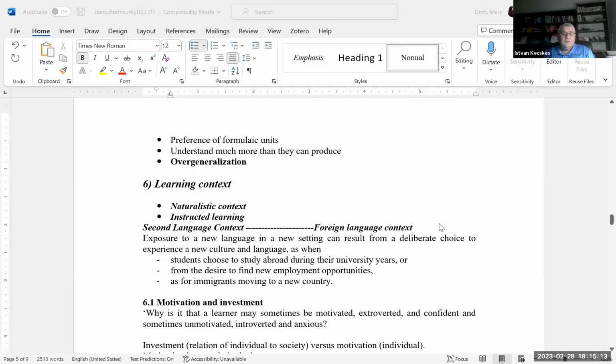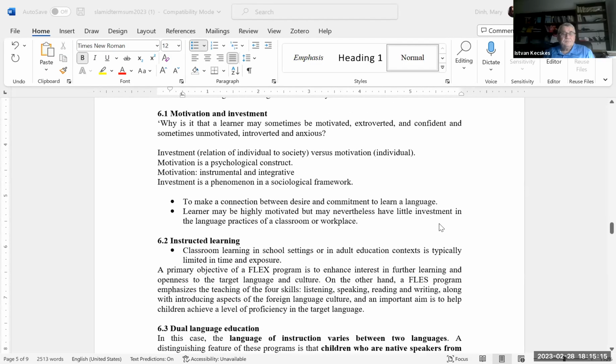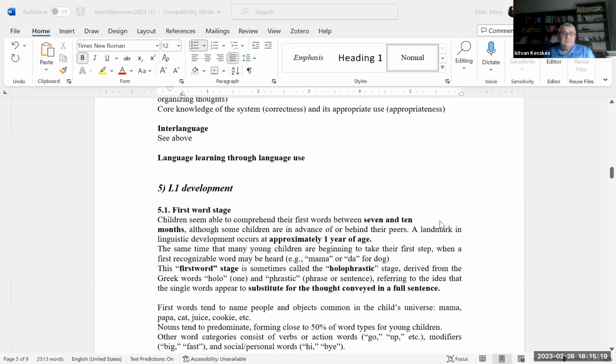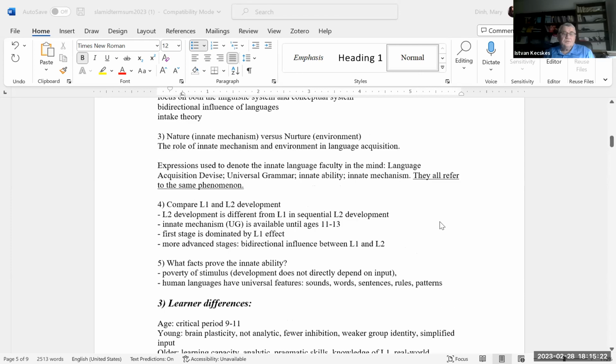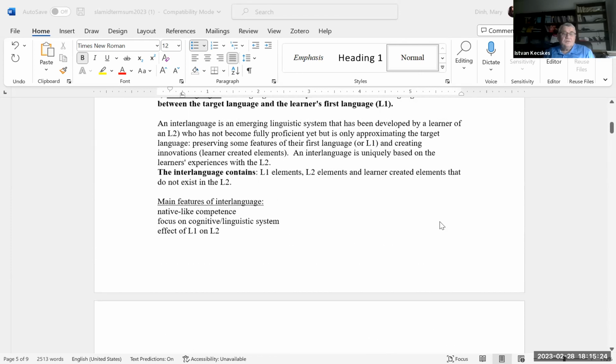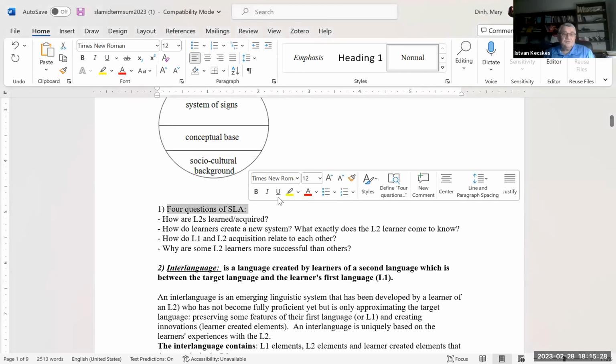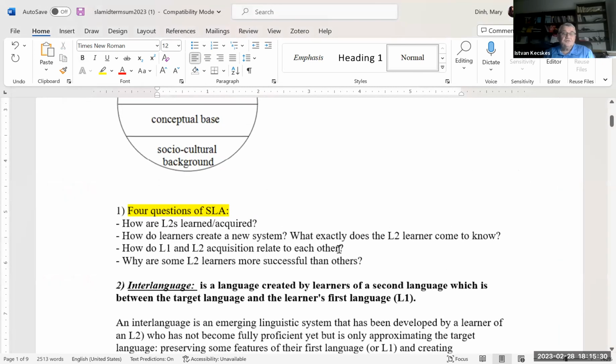Okay. Go up. Okay. At the very beginning. I just want to show you that there is nothing in this worksheet that is not on the summary.